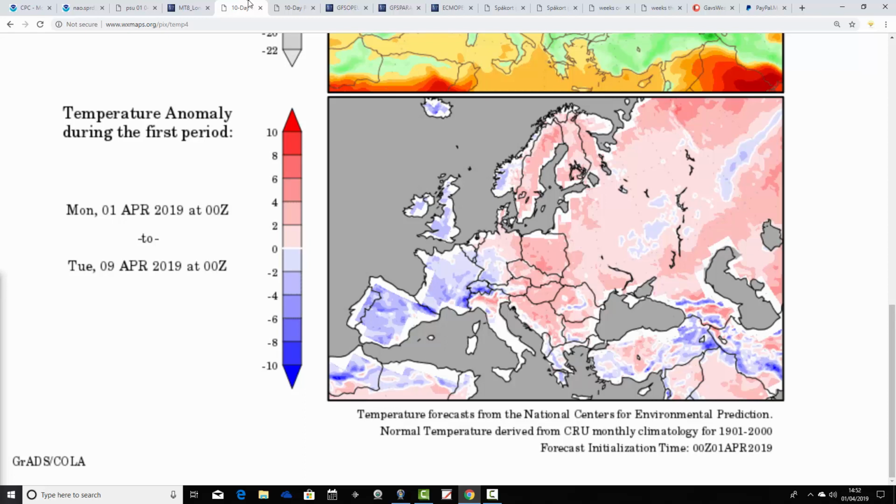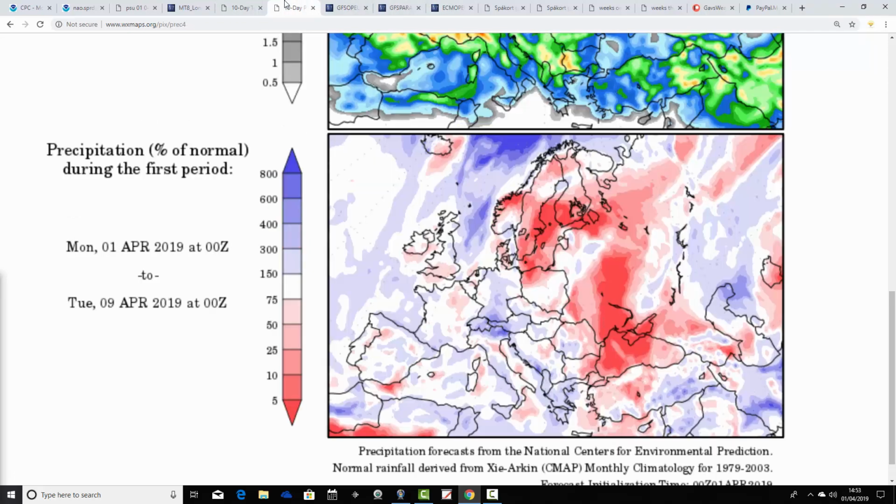Temperature anomalies, colder than average. From the 1st through to the 9th of April, we're below average in the UK and across Ireland too, and across much of Western Europe actually. France, Spain, Portugal, all parts of Western Europe really coming out colder than average in the week ahead, and it's warmer than average over on the eastern side of Europe.